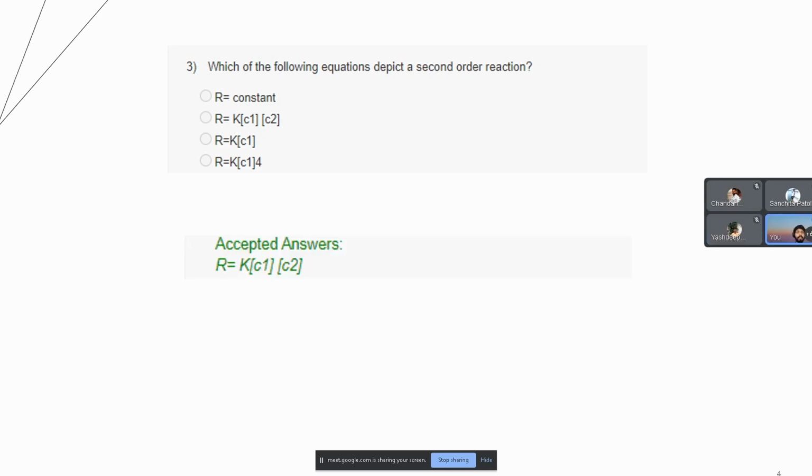Obviously, so I will not elaborate much on this. Do you know what the first option is? That's a zero order reaction. Perfect. And the second option is obviously the second order reaction. And the third option? That's a first order reaction. Correct.